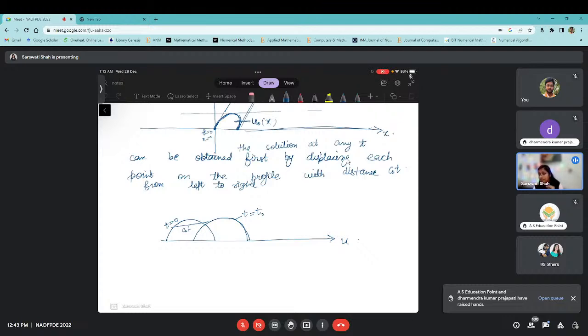And what happens in wave phenomena? What happens if you see a sine wave or cos wave? The form of the wave is the same. So basically what we are seeing is that the profile is the same. It means it is a kind of wave phenomenon. That is, the solution of an advection equation is a wave phenomenon.